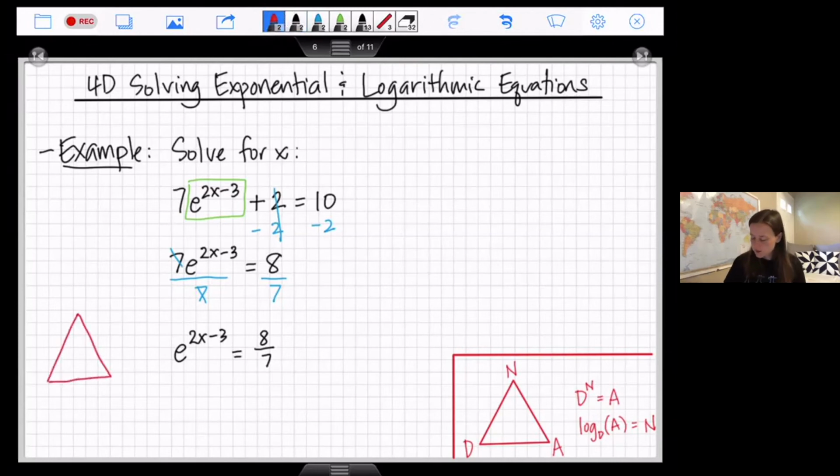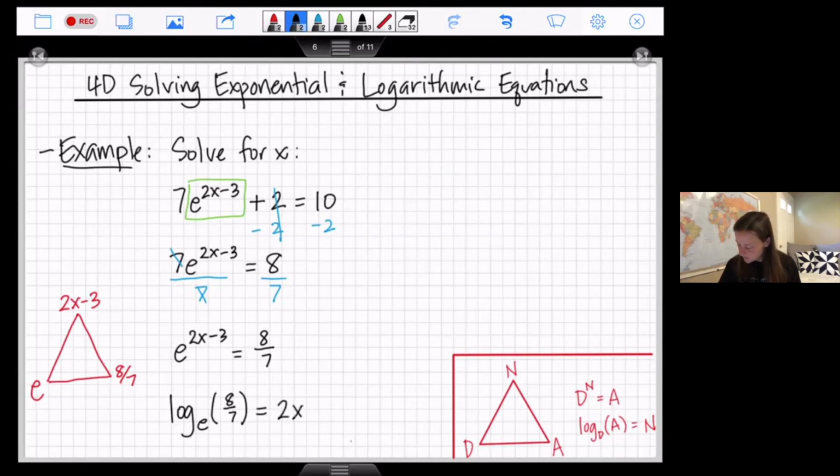All right, so let's set up our triangle. Our exponential equation says e to the 2x minus 3 is equal to this fraction. And then we're going to use that to convert to a log statement. So we know we're going to have a log. Our base is always the bottom left number, so that's the log base e. What's inside the logarithm is always the bottom right number. It's going to be 8/7. And then that's going to be equal to the exponent. The logarithm is always equal to the exponent. All right, so I've got the log base e of 8/7 equals 2x minus 3.